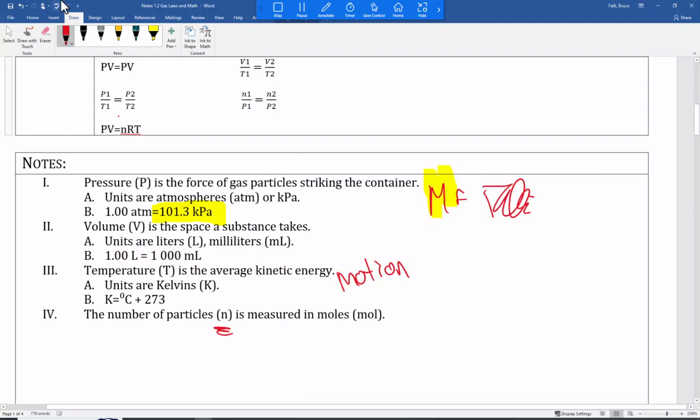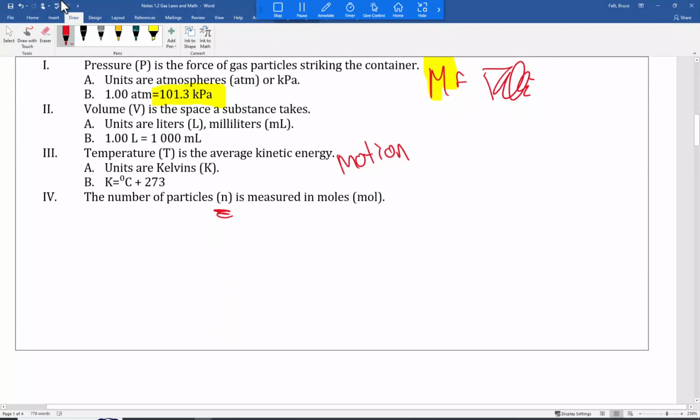So there's one equation that we didn't talk about much. PV equals nRT. P is pressure, V is volume, n is moles, and then T is temperature. So we'll get to the R in a little bit.